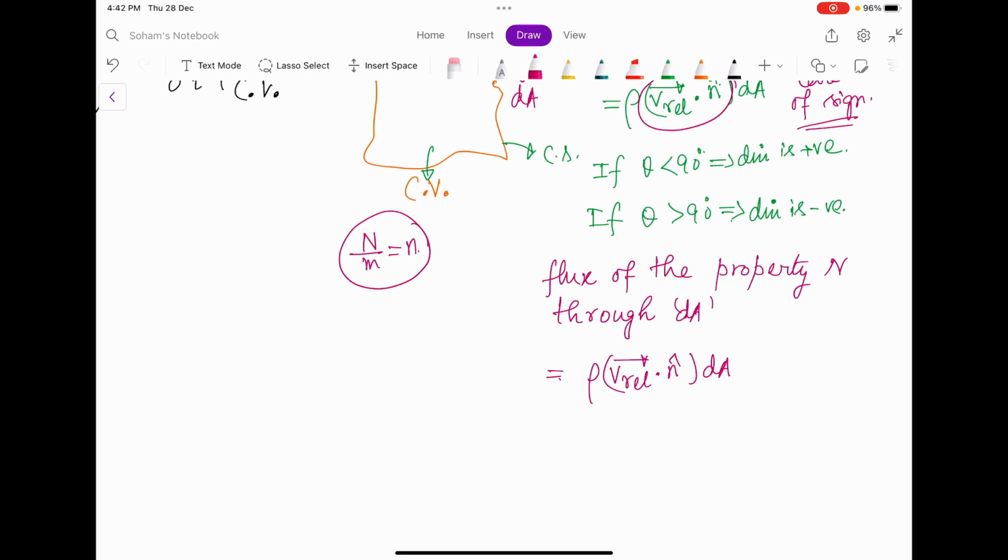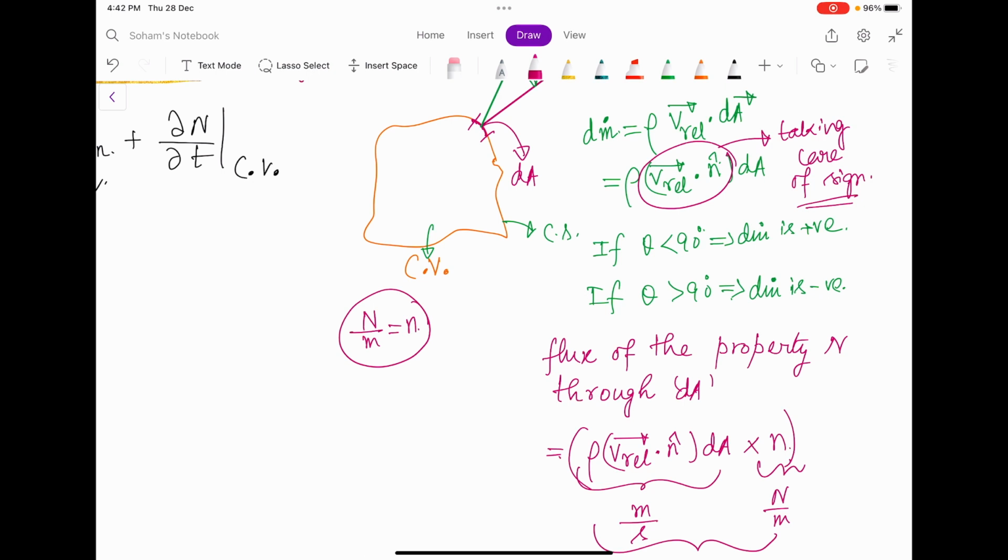So this is the mass flow rate. Mass flow rate into small n: this is mass per unit time, and this is n per unit mass, so all total it is n per unit second. That is the flux. And there can be many other fluxes, like we can choose a dA here also, and maybe something is going in, maybe from this dA something is going out.